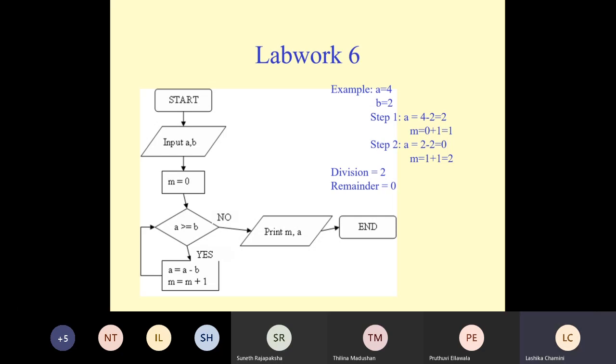So we are going outside of this loop and printing the values of M and A. So the value of M is equal to 2 and the value of A is equal to 0. So here you can see the answer of this division is 2 and there is no remainder.